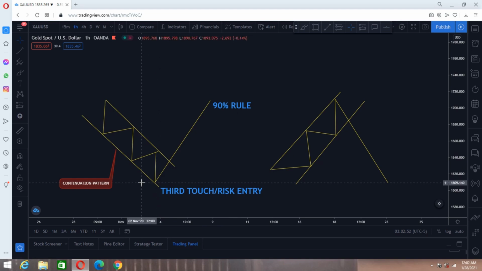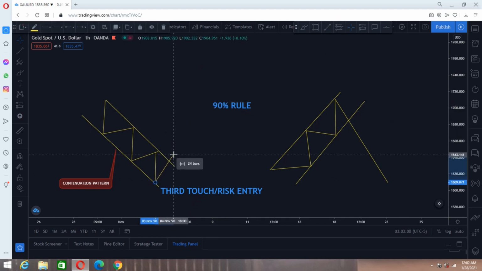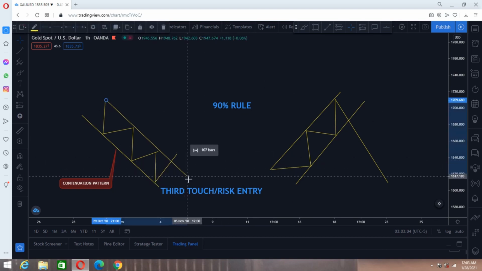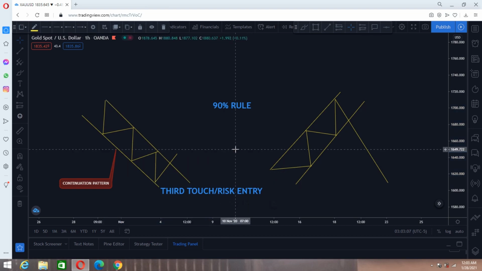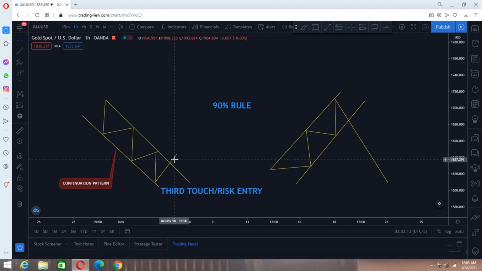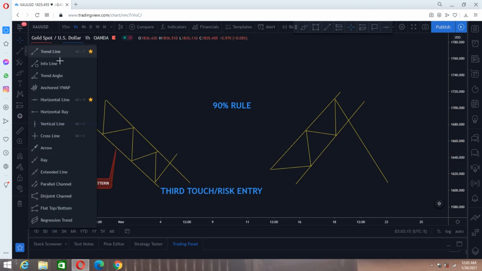This is the entry I like. You know how the market moves? Let me just extend this so you can see clearly. So this is the entry that I like the most. I know it breaks, then comes for a retest. When it comes for a retest, that's when I enter my trade. This is where I usually enter my trade.